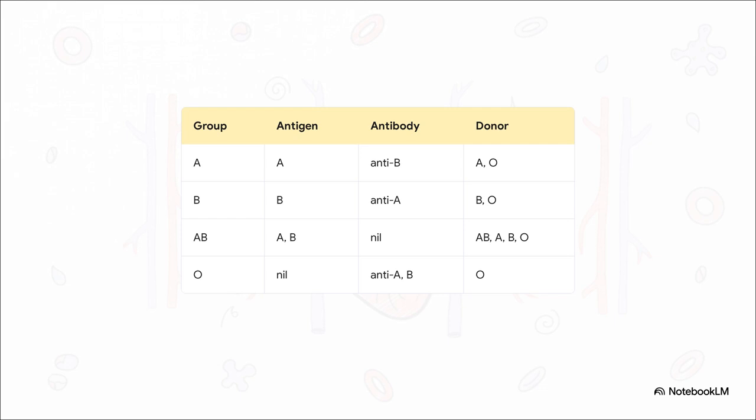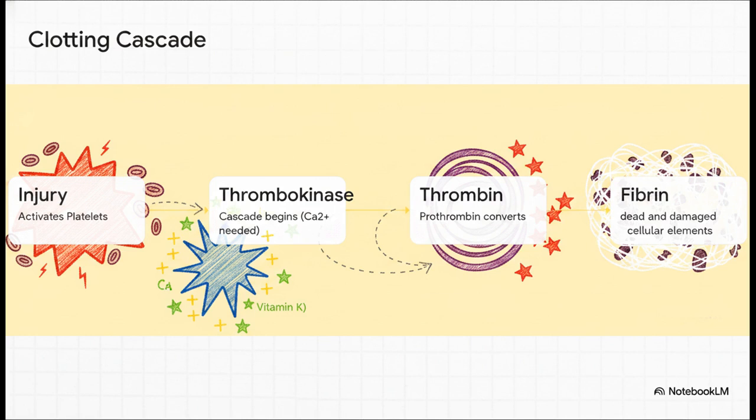Because it has absolutely no antibodies to attack incoming blood, a person with AB can safely receive donations from AB, A, B, and O. On the flip side, Group O has nil antigens, but carries both anti-A and anti-B antibodies, meaning it can only accept blood from another Group O donor. Let's move along and see how this all builds when the system actually takes damage and starts leaking.